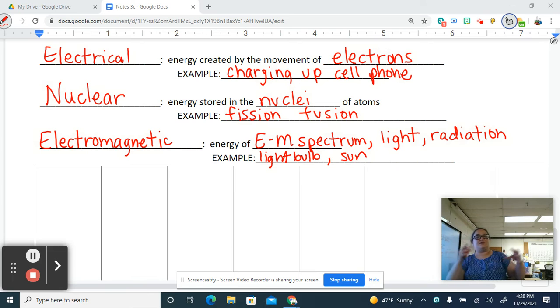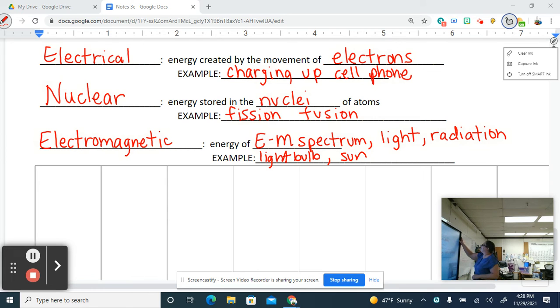So the sun is nuclear energy created by fusion, and then it's converted into electromagnetic energy to travel through space. And then a plant absorbs that electromagnetic energy and converts it into chemical energy and stores it in its cells. And then we cut down that plant and eat it, and our body converts that chemical energy into mechanical energy to move and have our heart beat and all that sort of stuff.